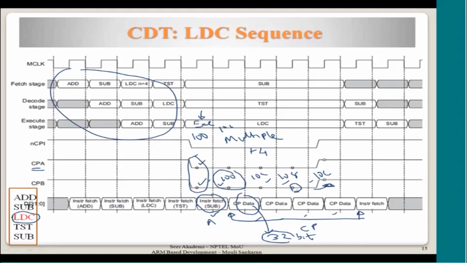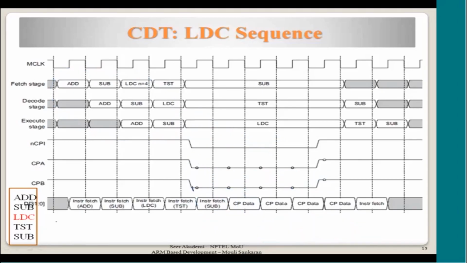The coprocessor decides how many transfers happen. How is it done? I will erase this to show you. The number of transfers is indicated by the coprocessor by keeping this busy for that many cycles. In this case, 4 words have been transacted, and it has been controlled by the coprocessor. CPB is generated by the coprocessor.